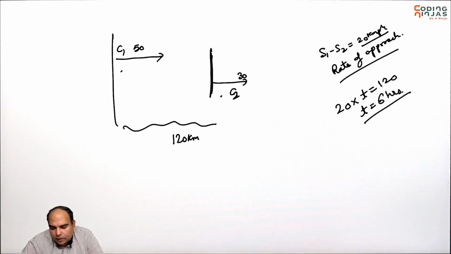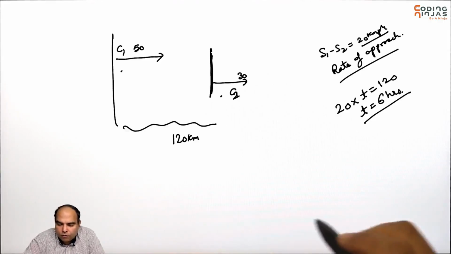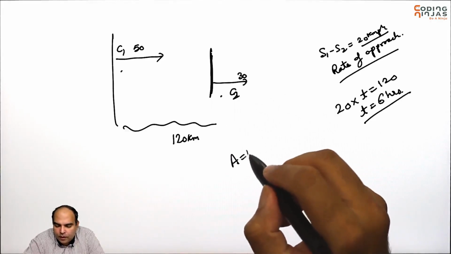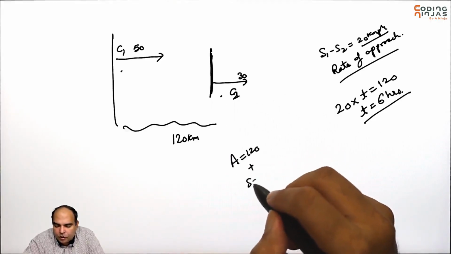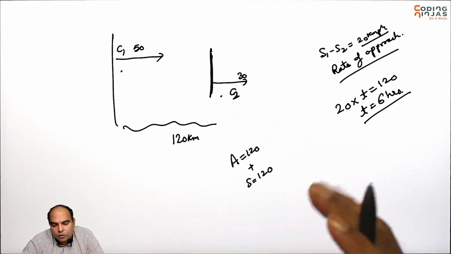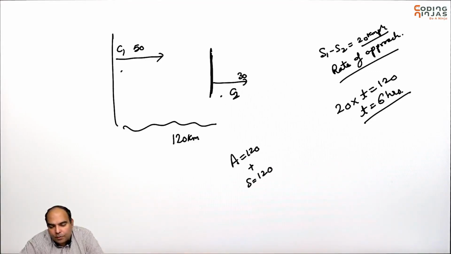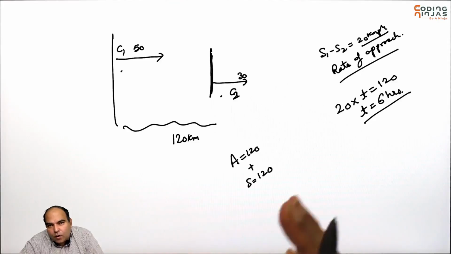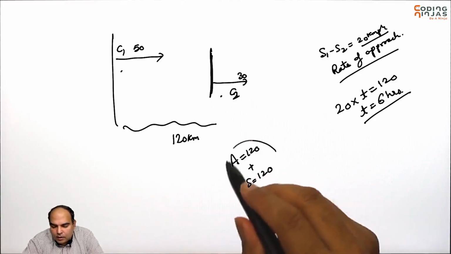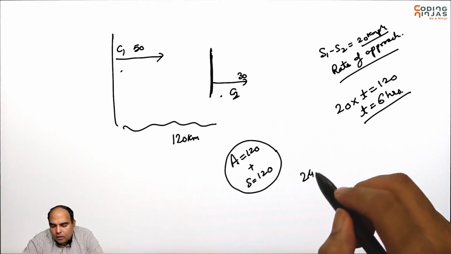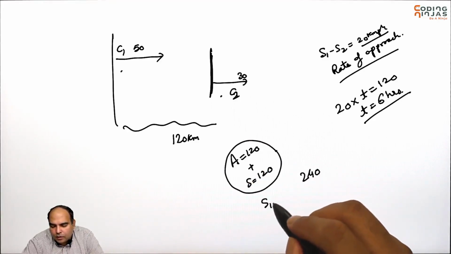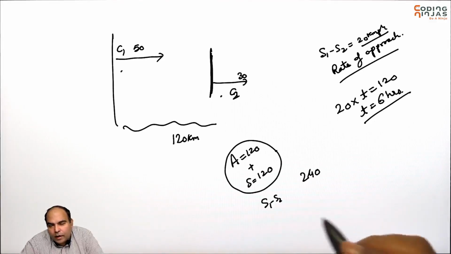Or you can be asked, when will the next time you'll see a 120 kilometer distance? So for that, approach has to be 120 and separation has to be 120. Because for the next time you'll see 120 kilometers between them, C1 has to catch up with C2 and then move on. So total distance traveled here will be 240. And S1 minus S2 is the relative speed. So whenever you're using relative speed, you just have to understand what distance to use.